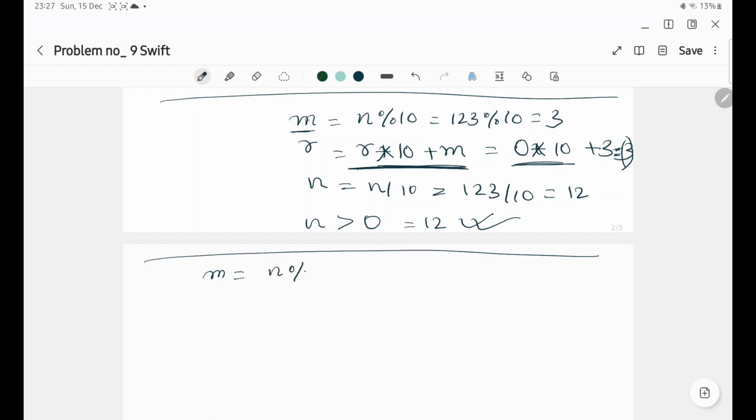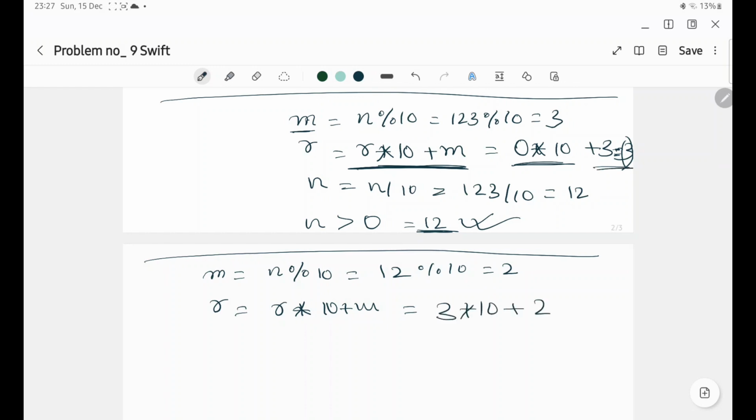m equal to n modulo 10. So now the current value of n is 12, right? So 12 modulo 10 is equal to 2. Reverse r is equal to r into 10 plus m, which is equal to the current value, 3, into 10 plus 2, it's 32, right?